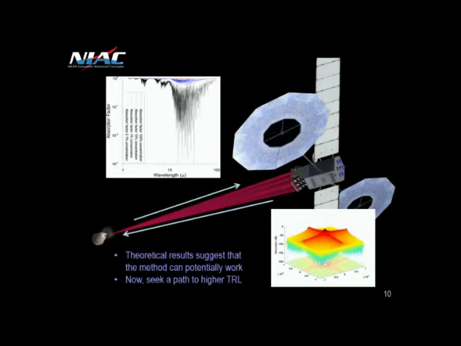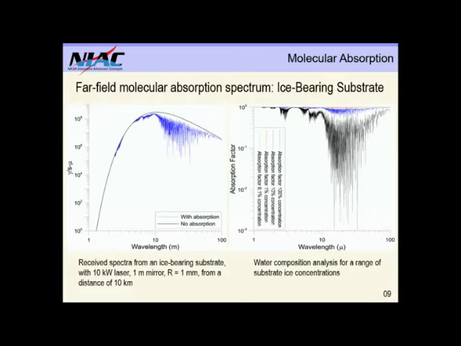I guess if I can go back one, did we put that in there? Okay, so this case is for a 10 kilowatt laser, a 1 meter mirror. The radius of the spot is 1 millimeter, and we're at a distance of 10 kilometers. That's what this particular simulation was meant to do. But you can see, even with a 1 millimeter spot, we're doing pretty good here. Is that right? Okay, that's a question.